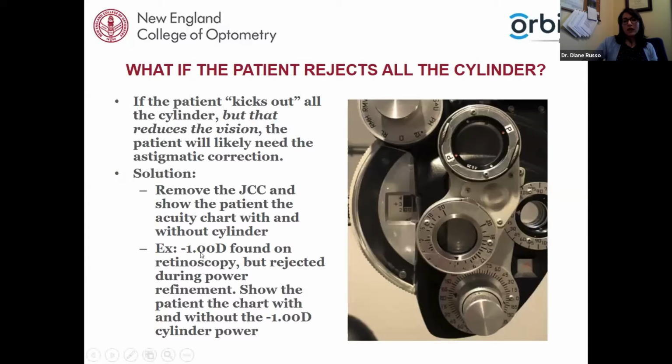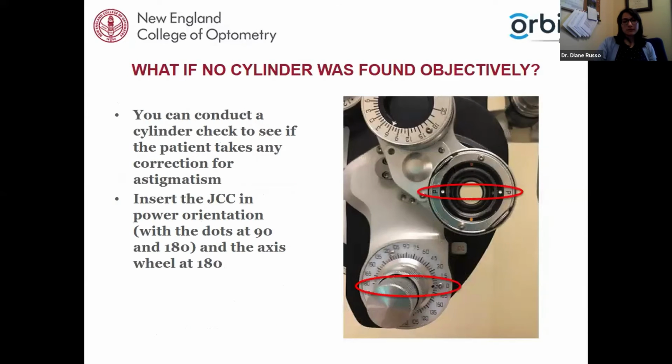So if I found 1 diopter of cyl on retinoscopy and they kicked all of that out during the sphere, the cylindrical refinement, the power refinement, I would then show them the chart again, remove the JCC, and show them with and without the -1. Because I think they're going to need around a -1 correction. So I will take out the JCC and show them the difference. Sometimes removing the JCC sort of simplifies the choices a bit more for the patient, and then you can go based on their responses.